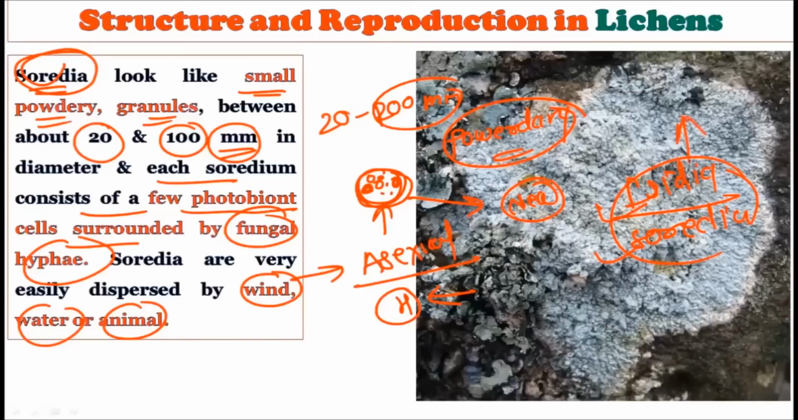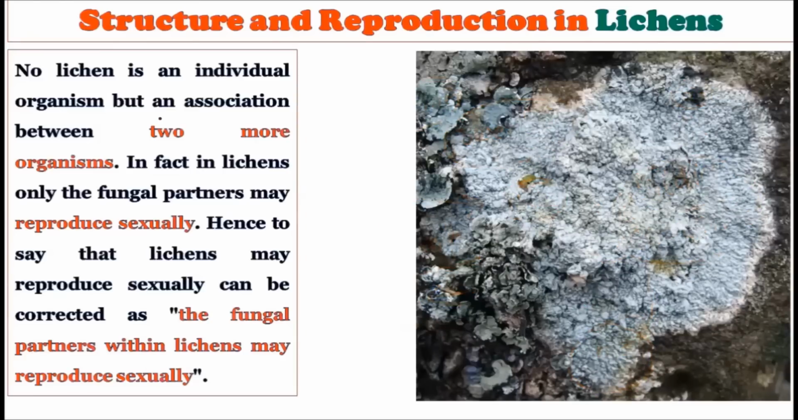And remember, most important, whether it's the isidia or the soredia, both contain the mycobiont and the photobiont cell, and that is why each is a complete lichen in itself, and that is why they can easily grow in a new habitat. Now see, no lichen is an individual organism, but it is an association of two or more organisms.